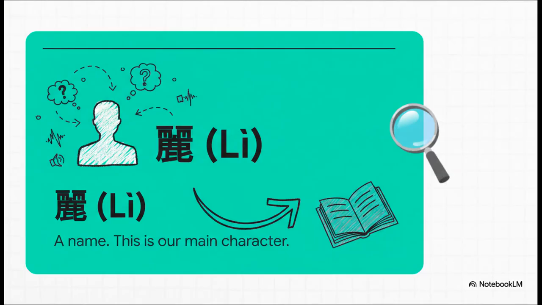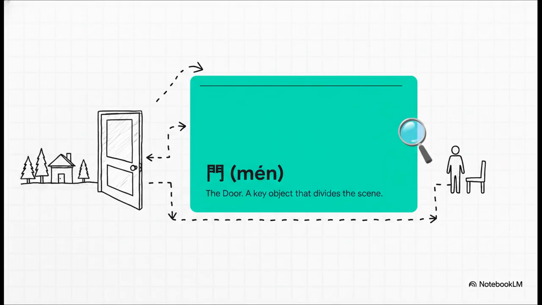First up, let's meet our hero. This character here is pronounced Li, and it's just a name. That's it. Simple, right? Now we have a person, a focal point for our little story. Next, we've got this one, men. It means door. Now, this isn't just some random object. It's super important for the scene, because it's what's going to tell us where things are happening. It kind of creates a here versus a there.